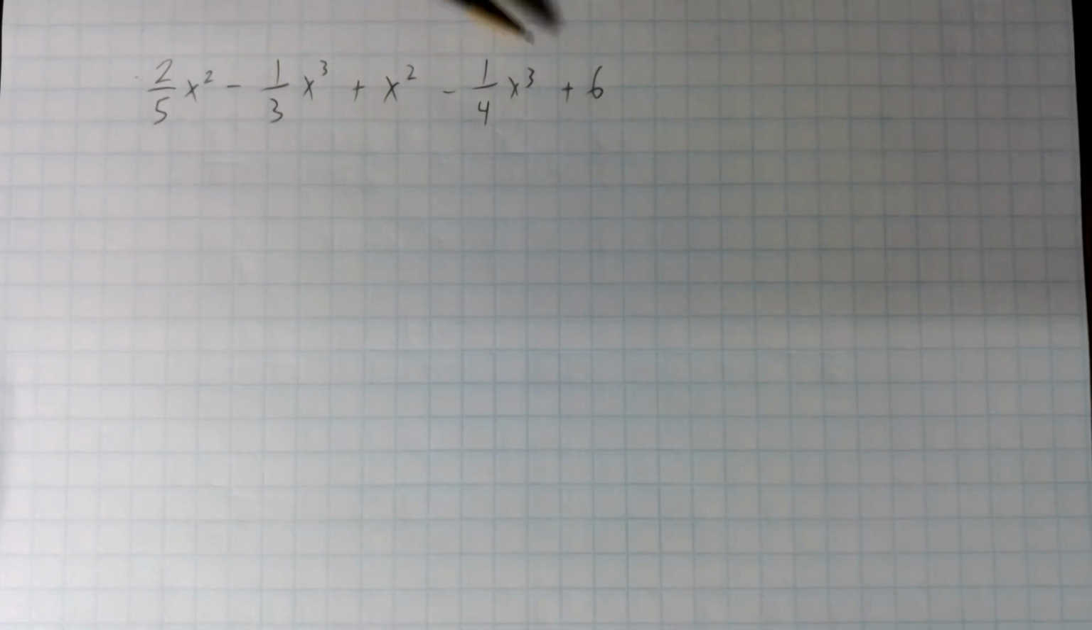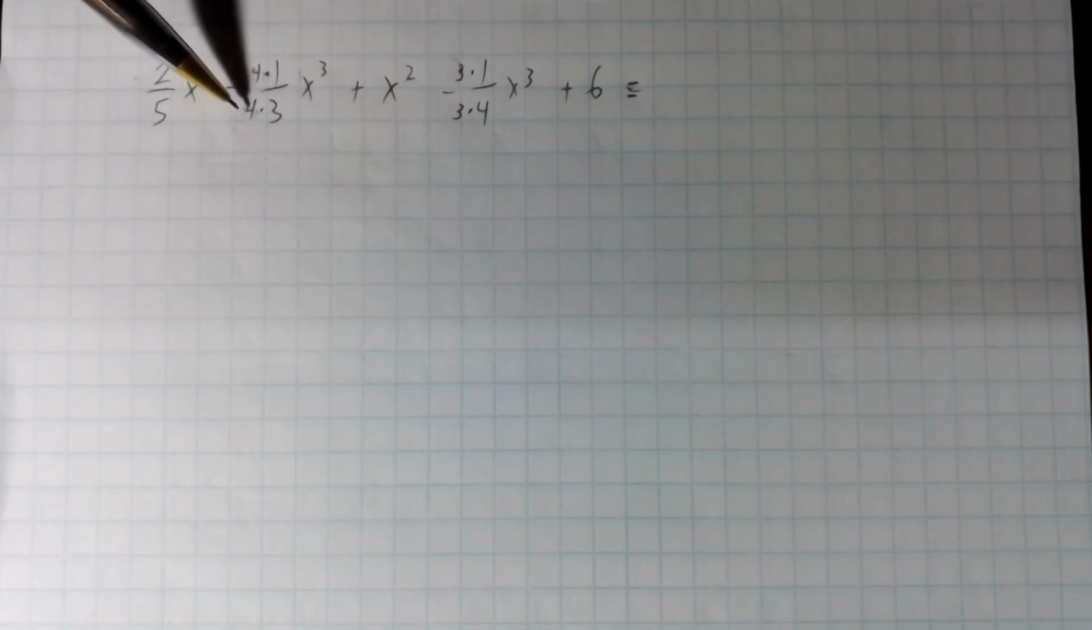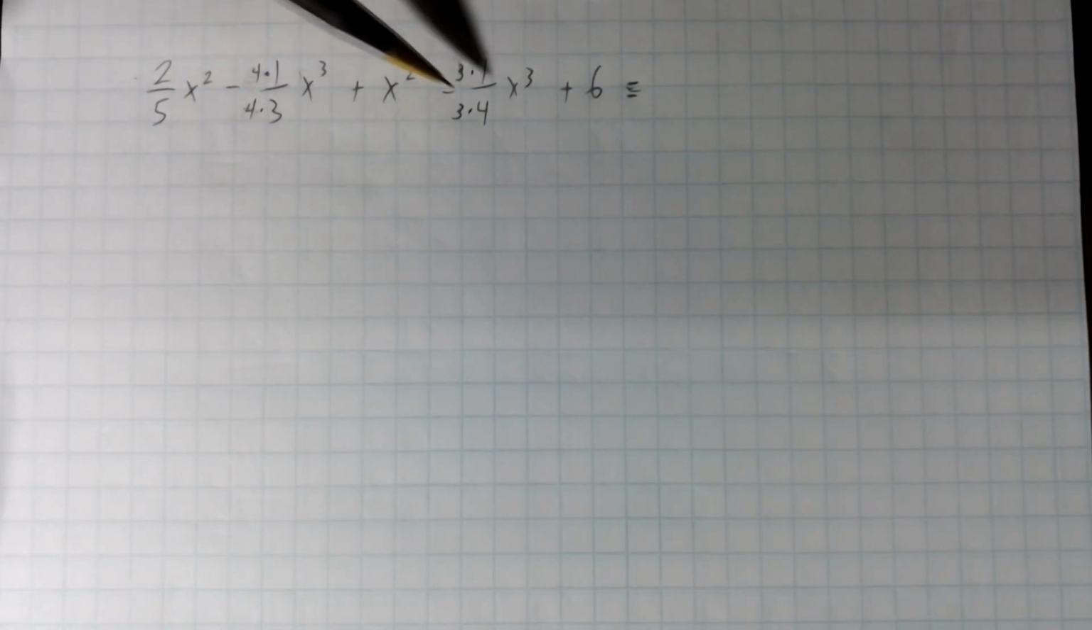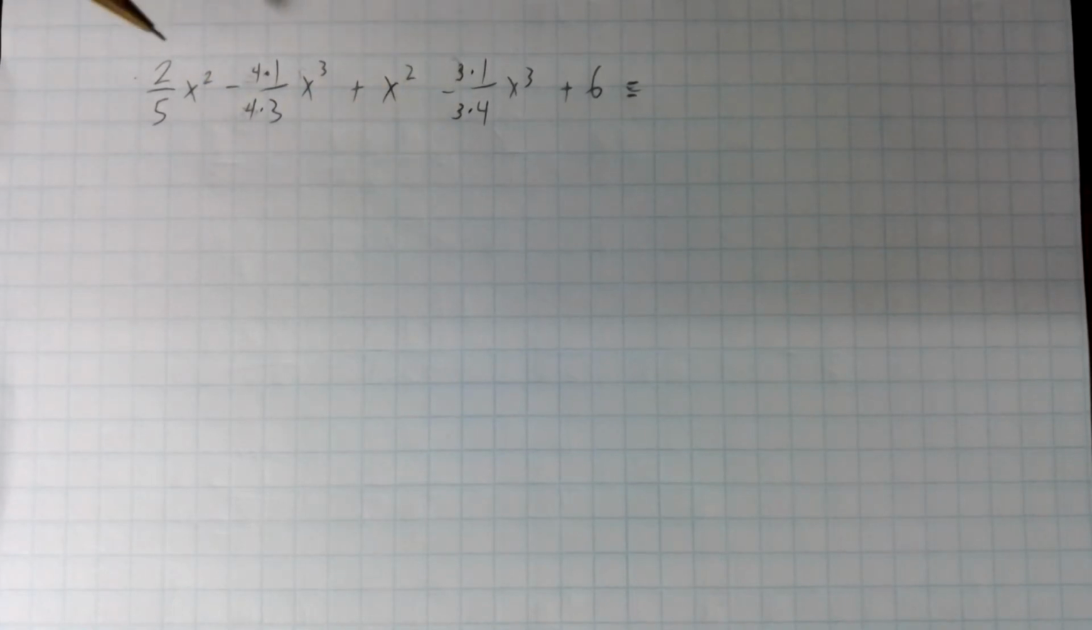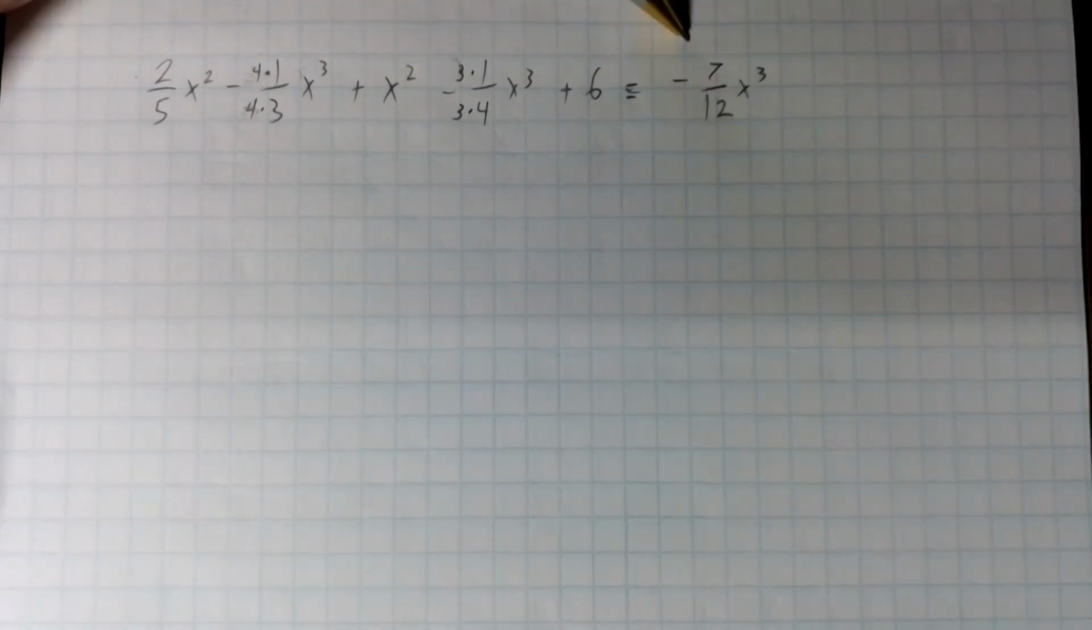I have an x squared here, x cubed here. So first I'm going to take care of my x cubes because I need to write those first, that's going to be my leading term. Now notice, kind of crudely, before I add those, I am going to put a 4 times 4 here. This is like my phantom 1, and a 3 times 3 here. This will make my denominators the same. On the top I'll have a negative 4 and a negative 3. That's going to give me a negative 7. So I'm going to get a negative 7 over 12 x cubed.